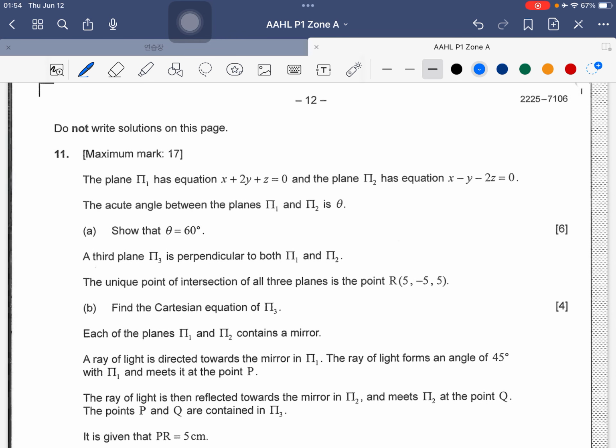Okay, question number 11. Maximum mark 17 points. Looks like this is the vector question. The plane pi 1 has an equation like this, and pi 2 has an equation. The acute angle between pi 1 and pi 2 is theta. Show that theta is 60 degrees.